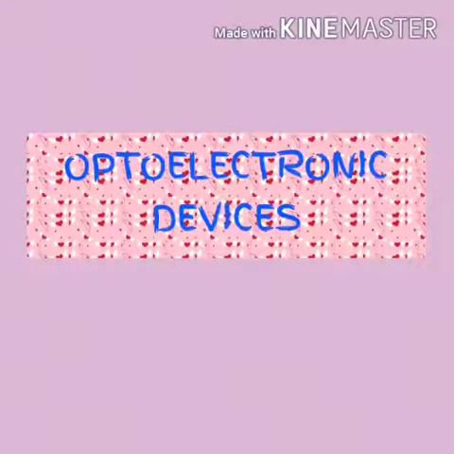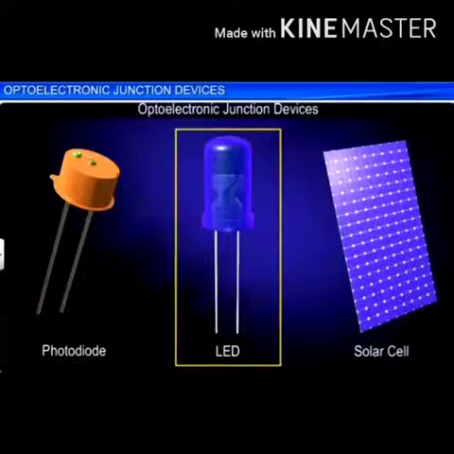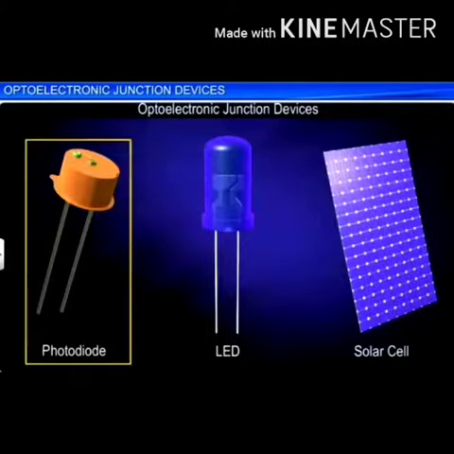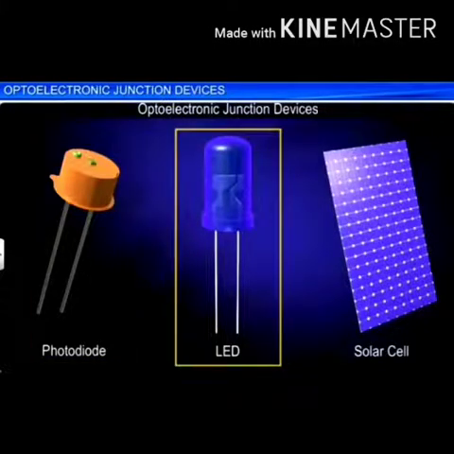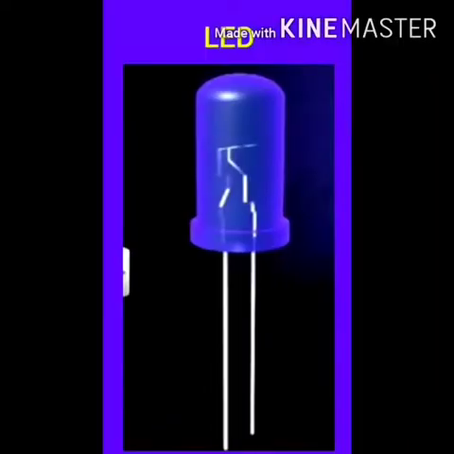Now we are going to see the topic optoelectronic devices. An optoelectronic device converts electrical energy into light and light into electrical energy through semiconductors. It is an electronic device which utilizes light for useful applications. We will discuss some important optoelectronic devices, namely light emitting diode, solar cell and photodiodes.